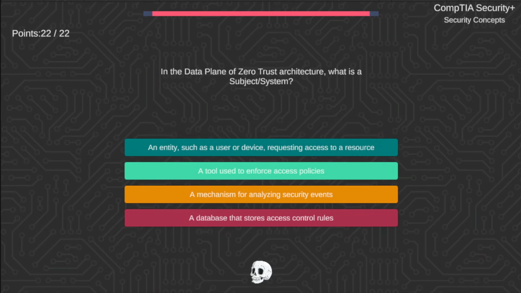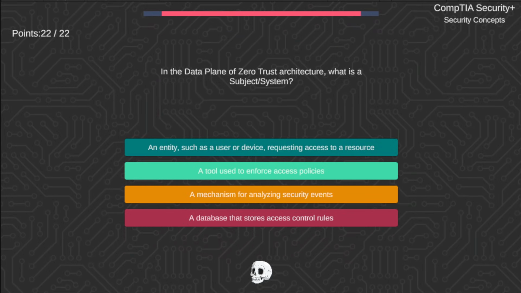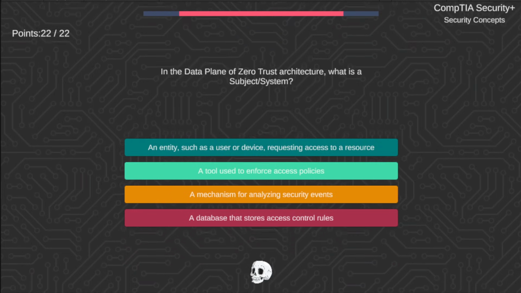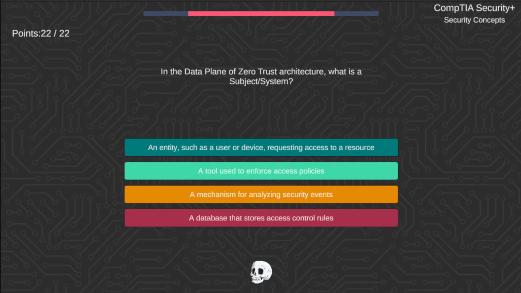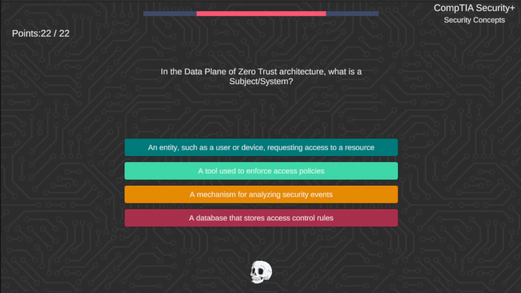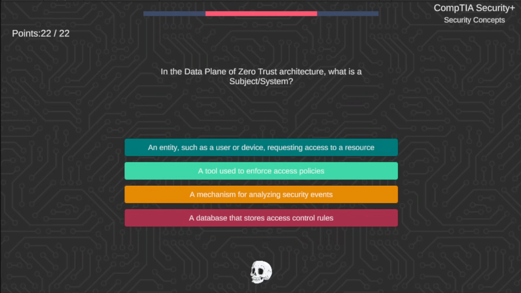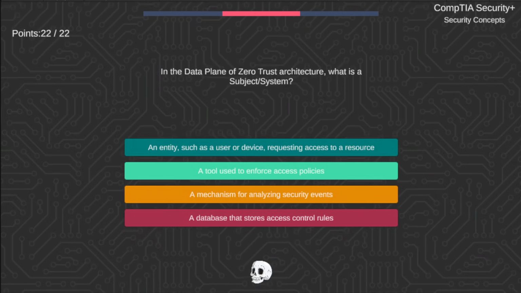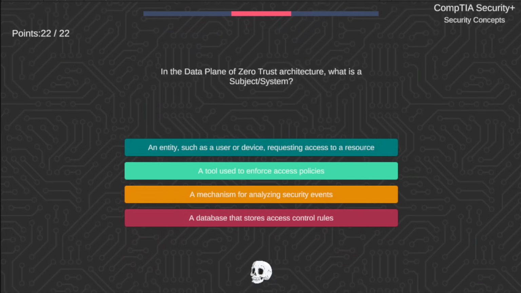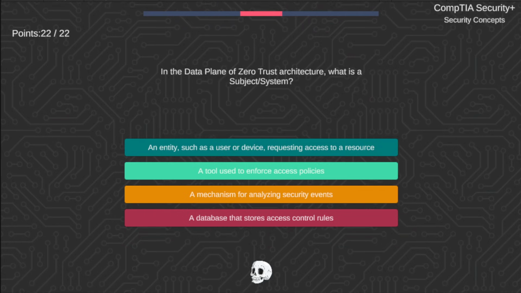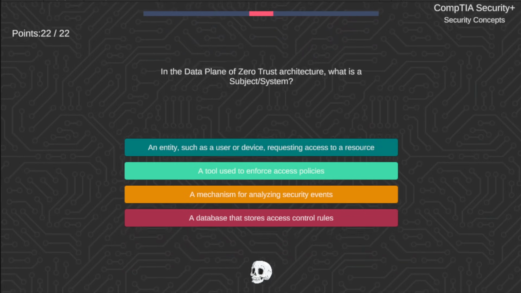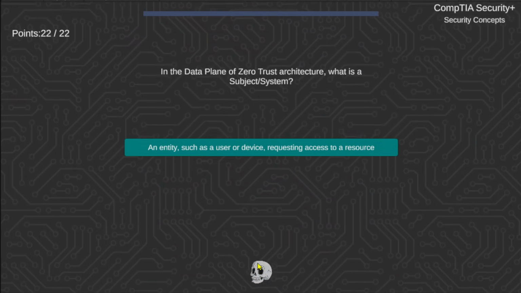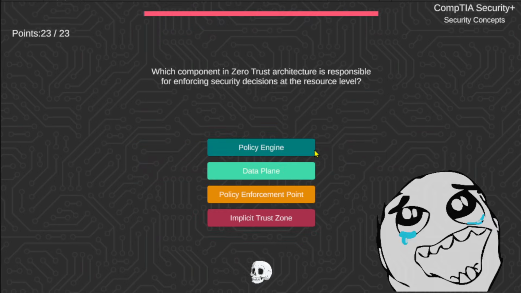In the data plane of zero trust architecture, what is a subject system? An entity such as a user or device requesting access to a resource, a tool used to enforce access policies, a mechanism for analyzing security events, or a database that stores access control rules? What is a subject or system? Correct answer is an entity such as a user or device requesting access to a resource.